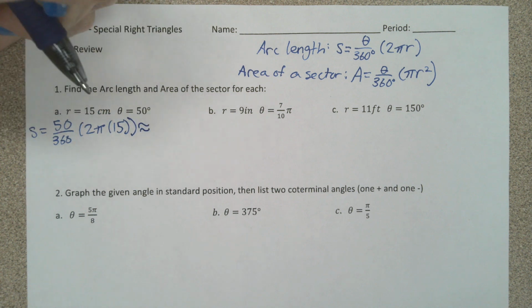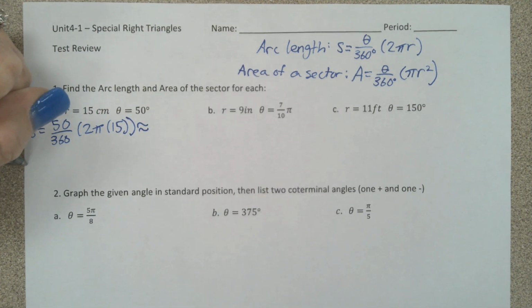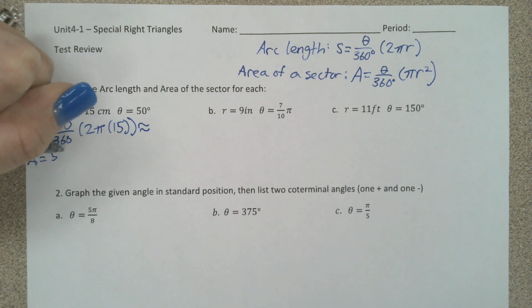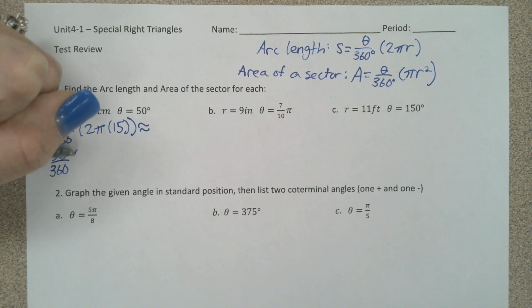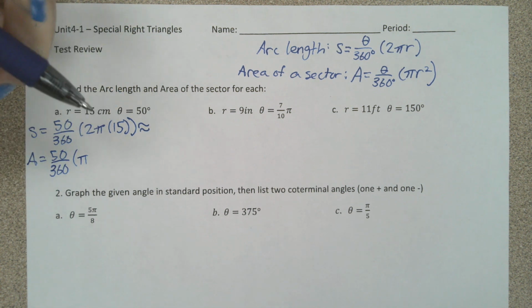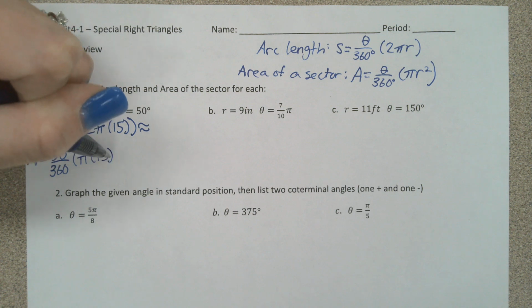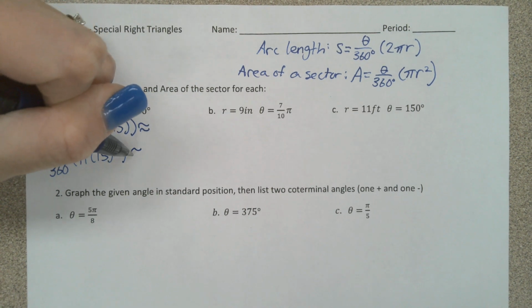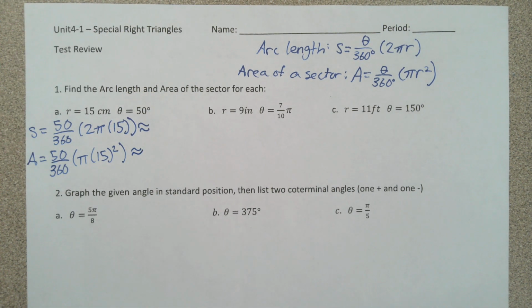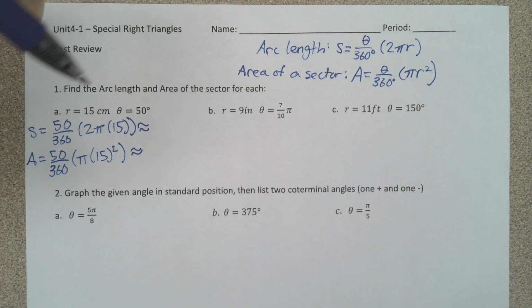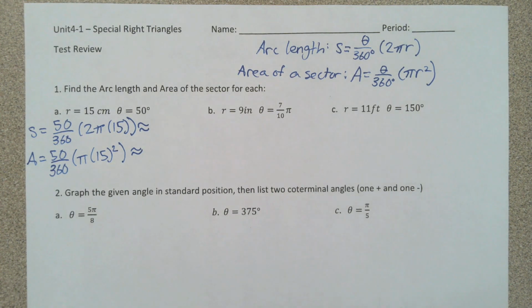And we just plug all that into a calculator. Area A equals 50 over 360 times pi, this time it's r squared, so 15 squared. Make sure you're careful. If you haven't noticed, the formulas are very similar to each other, so it's very easy to write down the wrong thing as you're looking over here. And then we just plug that into a calculator. And I've already done that.